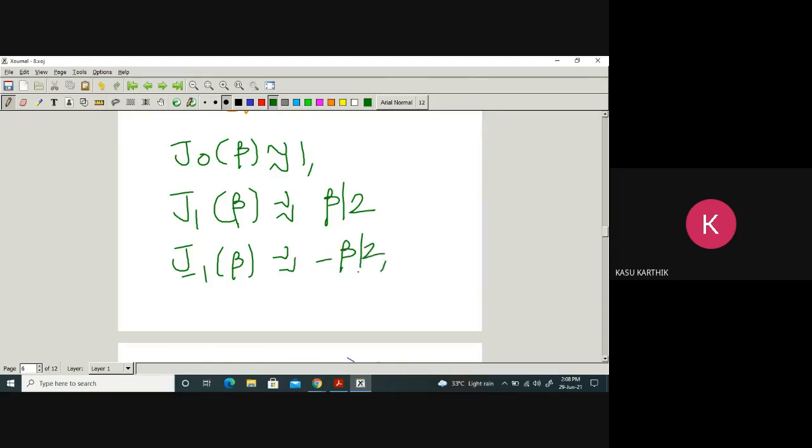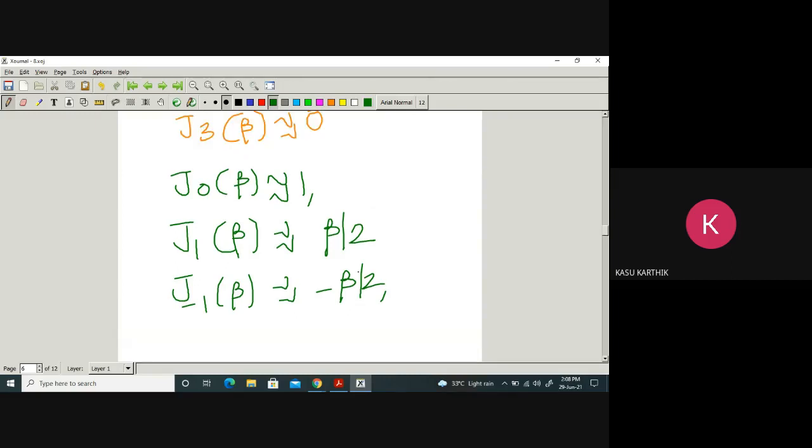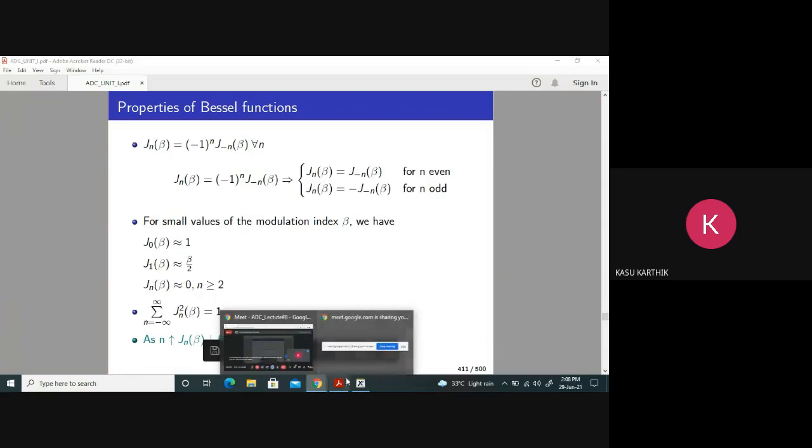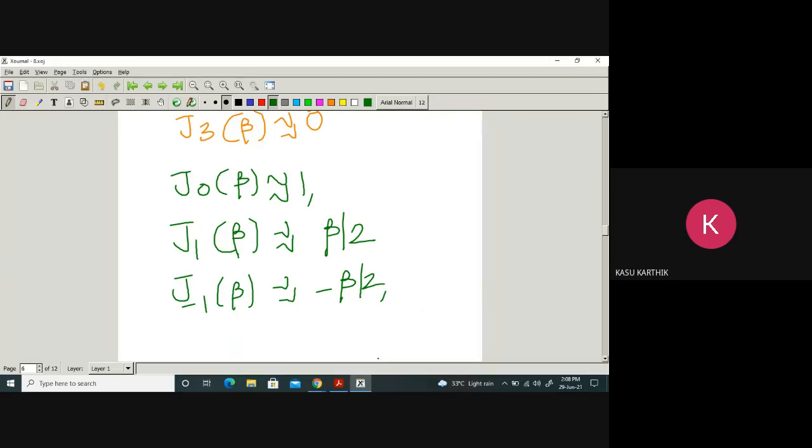The rest coefficients are 0. Why? Because when n is more than or equal to 2, everything is 0. So only these 3 are important. These are the significant sidebands. These are the only significant things whenever beta is very small. So the rest of the components are 0.